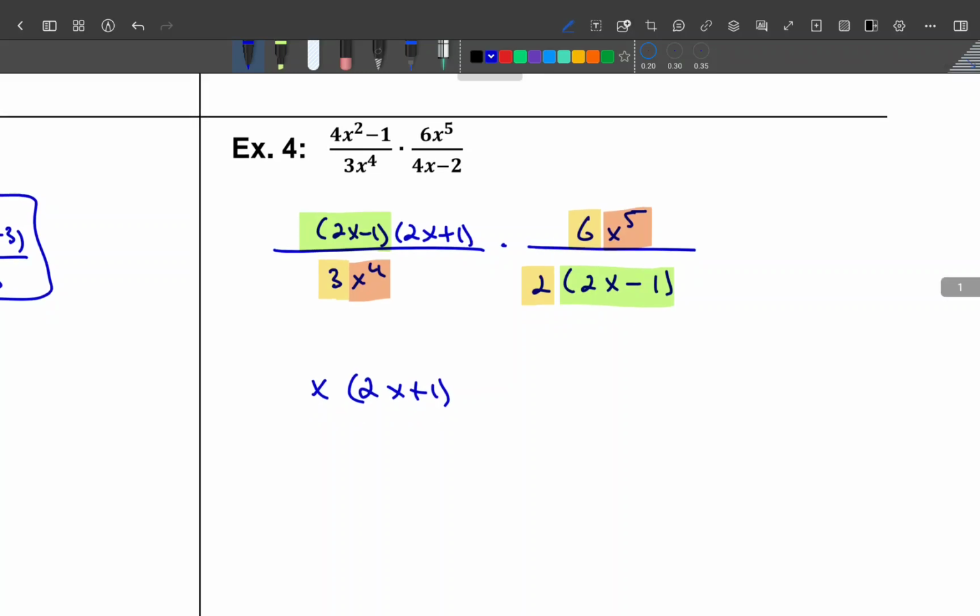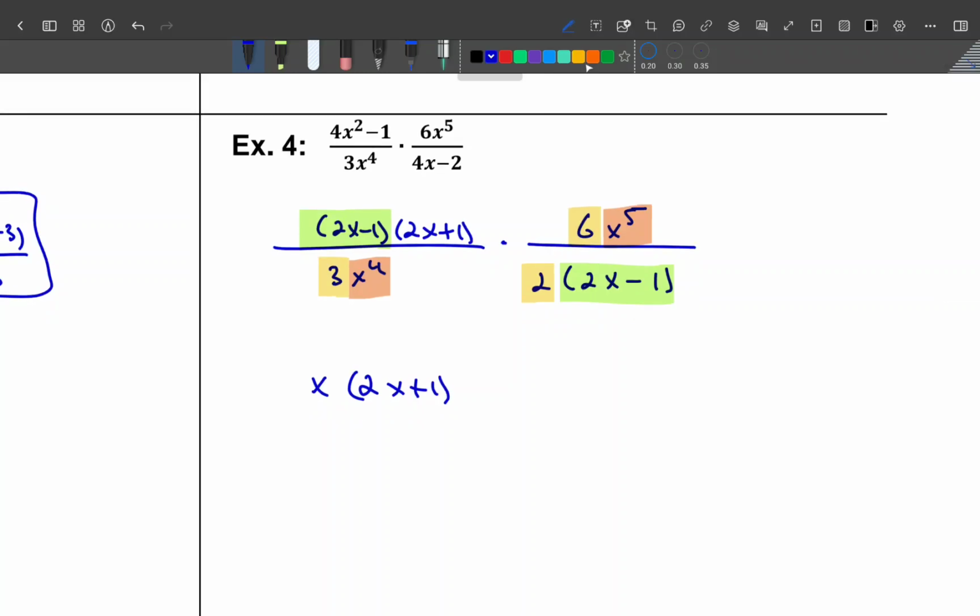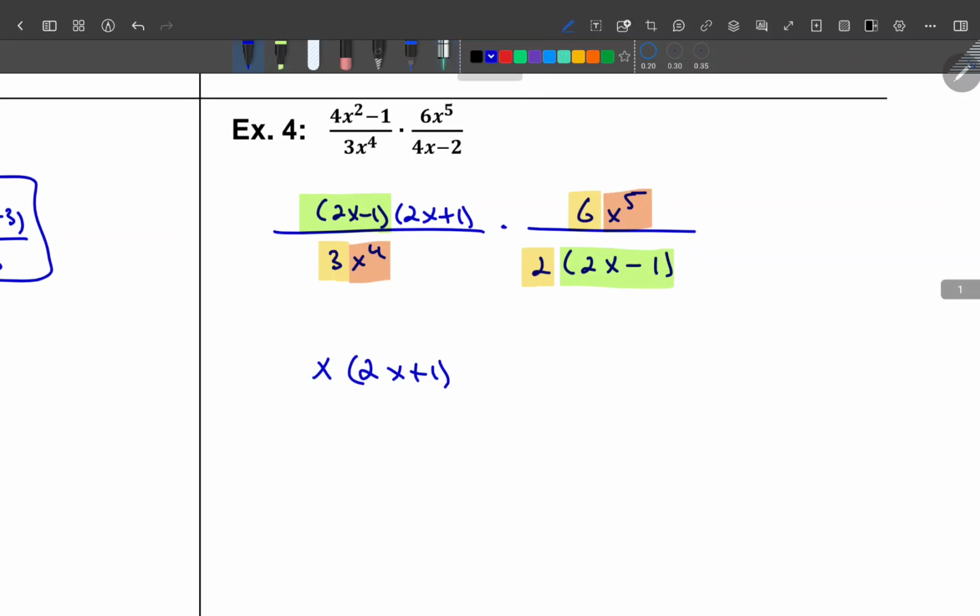In case you're curious as to where this x came from, this x came from the x to the 5th. We have that x to the 5th and that x to the 4th. And so x to the 5th divided by x to the 4th would be x to the power of 1. And so this is our final answer.